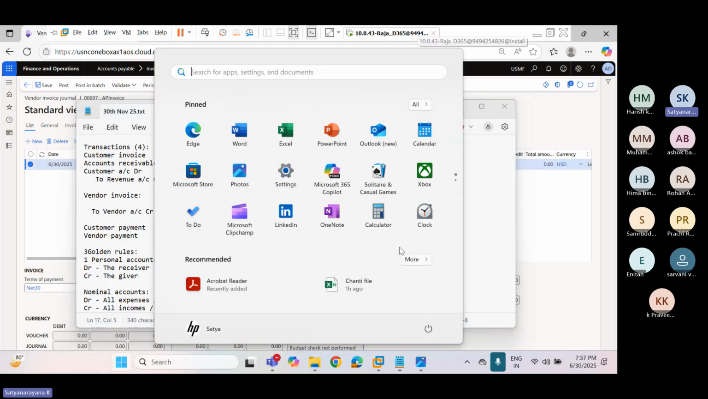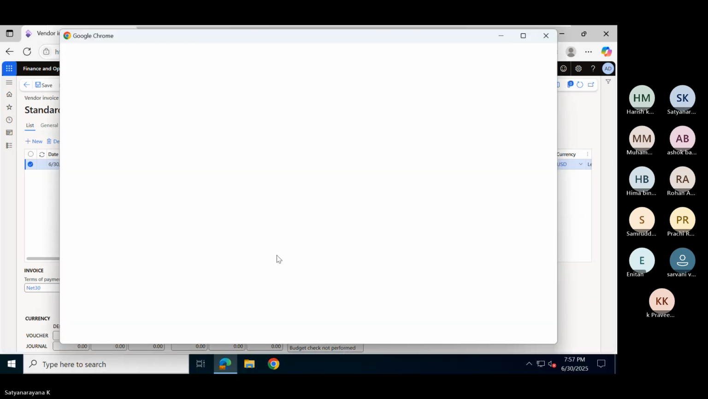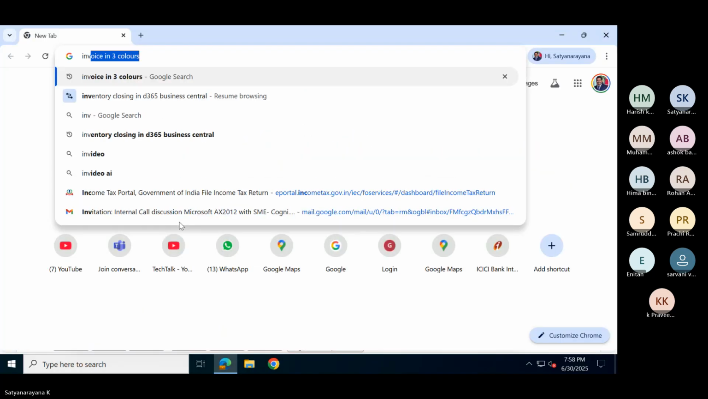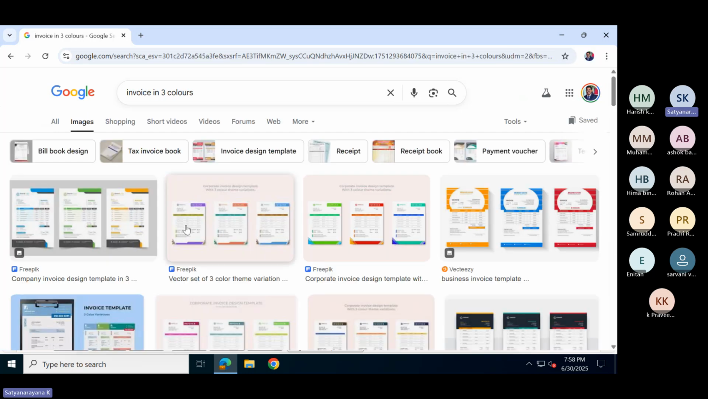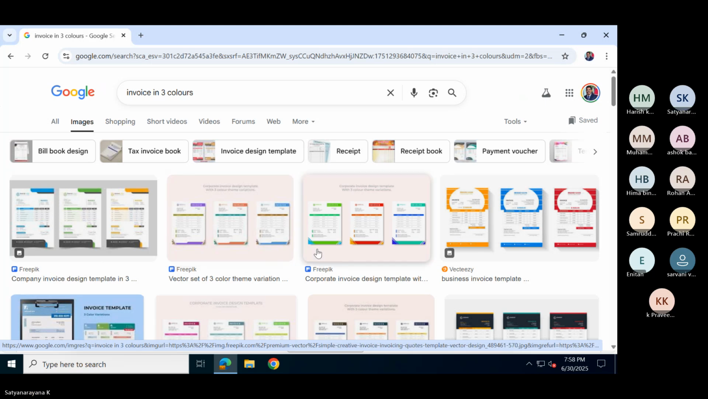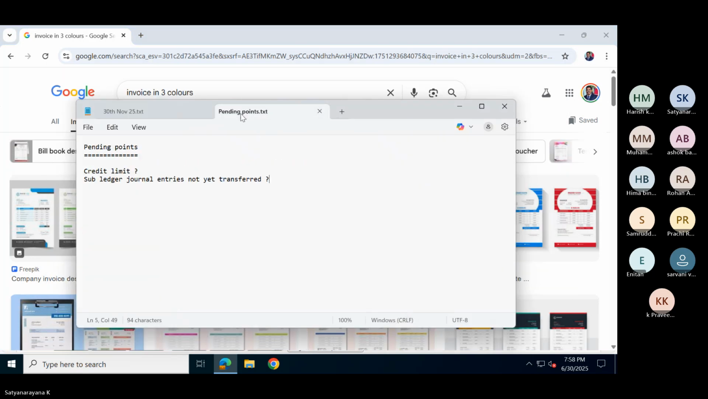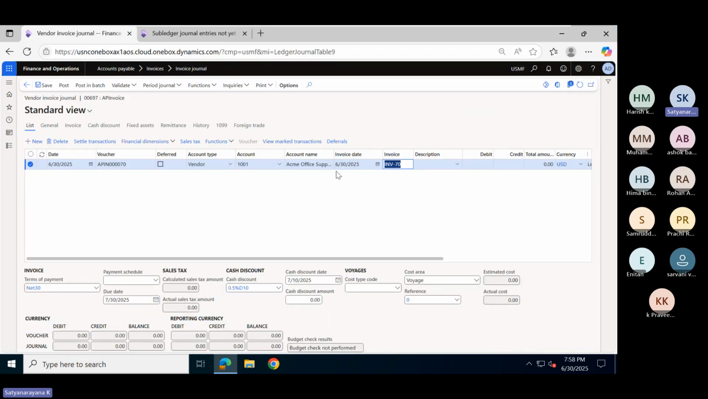Let me show you. The vendor will generate invoice copies. One is for his filing purpose, one is for transportation, one is for you. Okay, fine. Now, the vendor is giving the invoice copy, so I have entered the invoice date and invoice number.